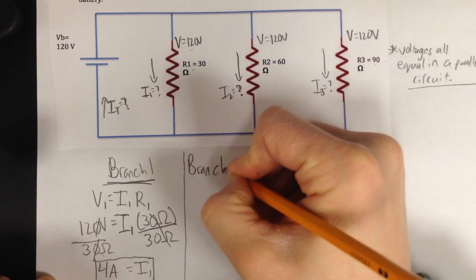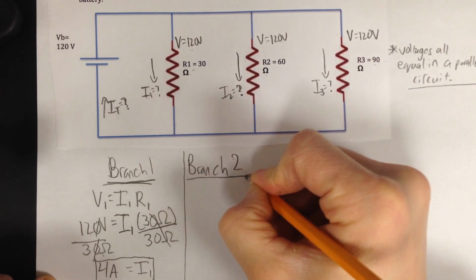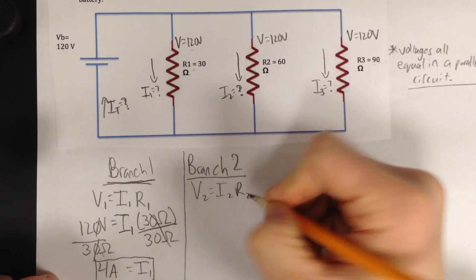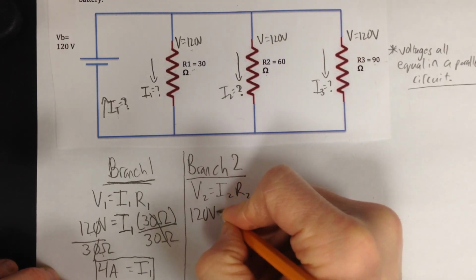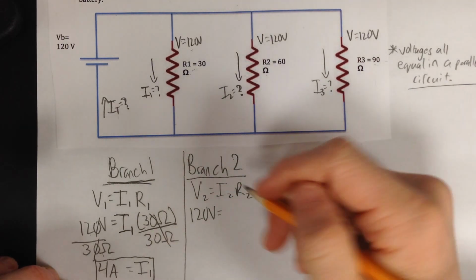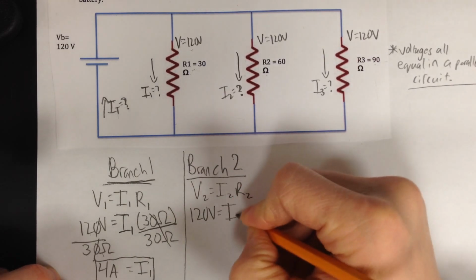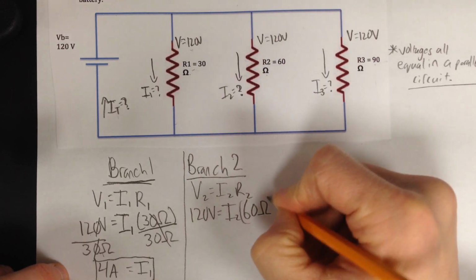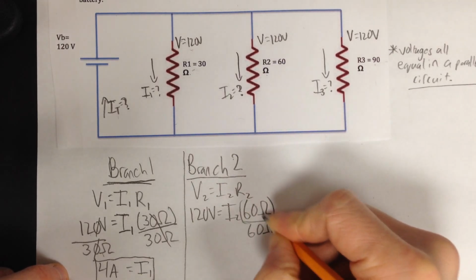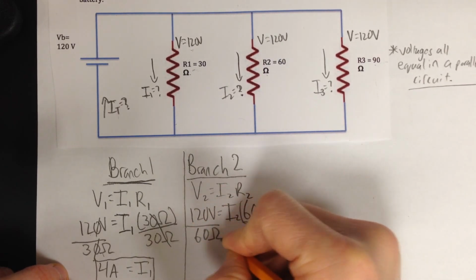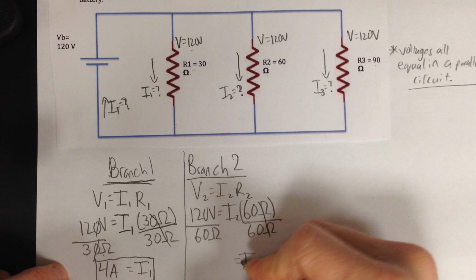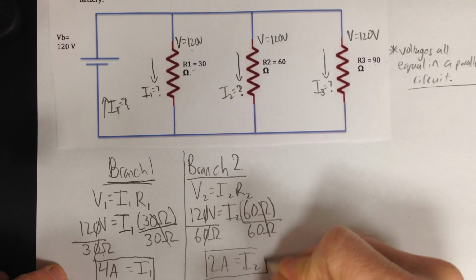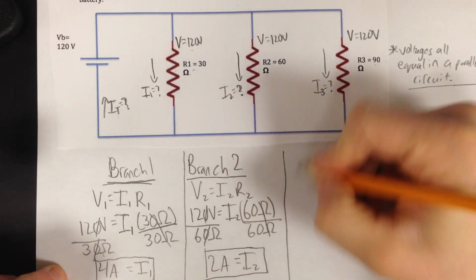And we'll do branch 2. Let's find the current in branch 2. V2 equals I2 R2. Remember, all the voltages are the same in a parallel circuit. I2 is what we're going to solve for, and R2 is 60 ohms. We could divide by 60 ohms and get our current, which ends up being 2 amps.